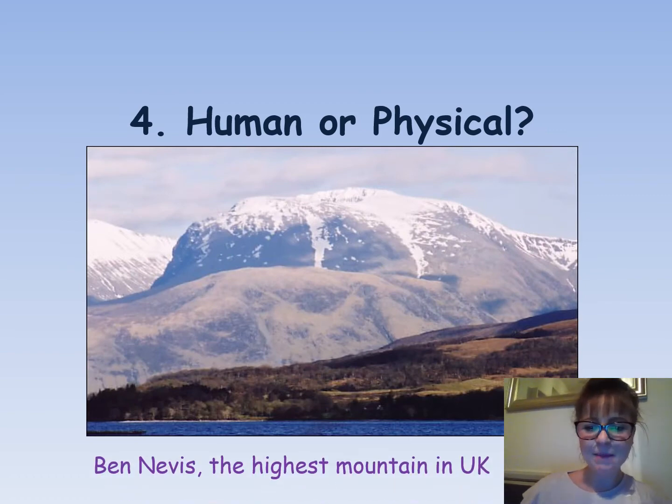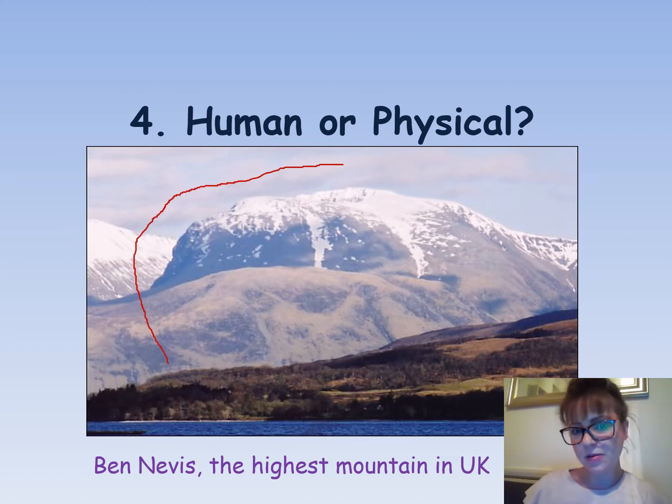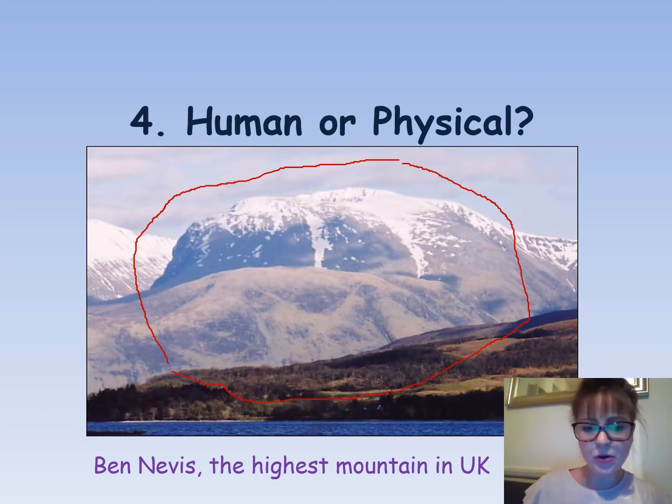What have we got here? Ben Nevis, the highest mountain in the UK. Is it human or physical? Write your number, pause the video while you write your answer, human or physical. Okay, looking at this, we know that mountains are not built by humans. So they form from rock and it is a physical feature. If there were no humans on Earth, we would still have mountains.